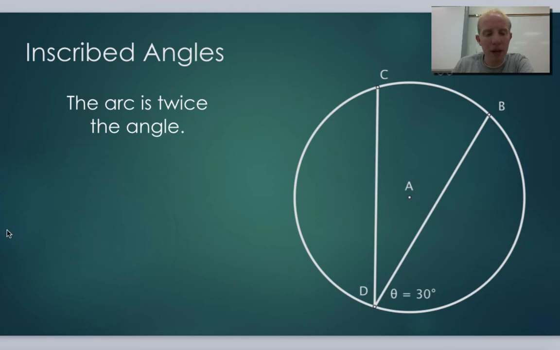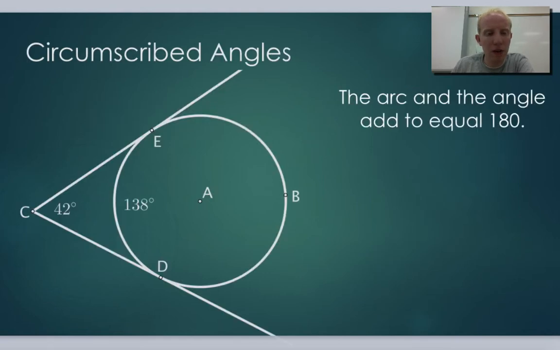Okay, in the next category we have circumscribed angles. That's when the angle is actually on the outside of the circle like this, and it intersects at 2 points. It has 2 tangent lines, you could say, right? 2 points of tangency. And it intercepts the arc outside like this. If that's the case, the arc and the angle are going to add up to 180.